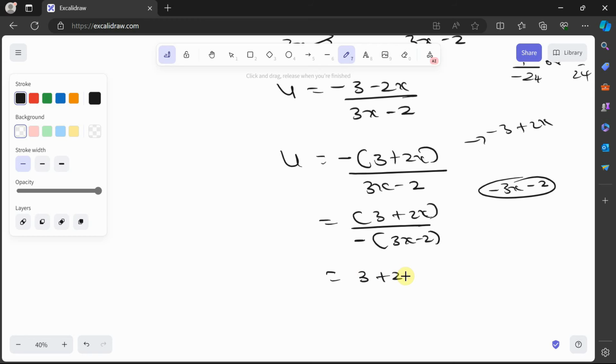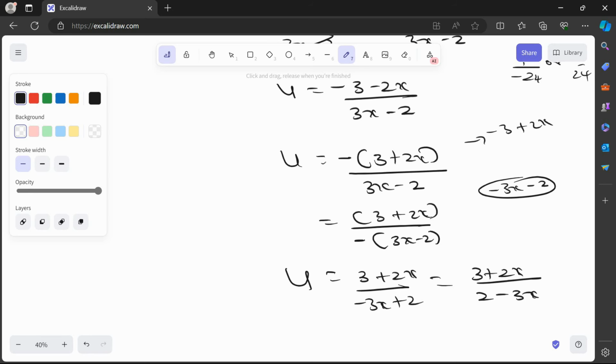So this will be 3 plus 2x all over minus times 3x, which will give me minus 3x, minus times minus 2 will give me plus 2. And I can rearrange that and say 3 plus 2x all over, if I make the plus come first, 2 minus 3x. So these are equations for you. If this is strange, I want you to watch this particular video, just rewind until you get it. So our value for u is 3 plus 2x all over 2 minus 3x.